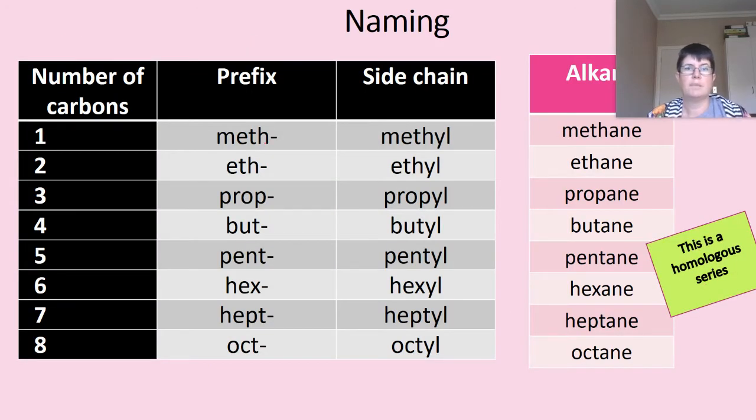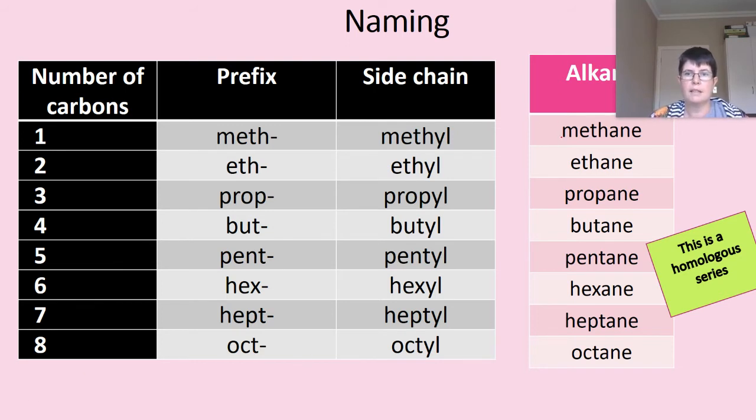So these are the names that we use for naming alkanes. So we've got, for 1 carbon, it's meth, for 2, eth, 3, prop, 4, but, 5, pent, like a pentagon, 6 is hex, like a hexagon, 7 is hept, and 8 is oct, like an octopus. So you need to learn these names, 1 to 8 for level 2 chemistry.